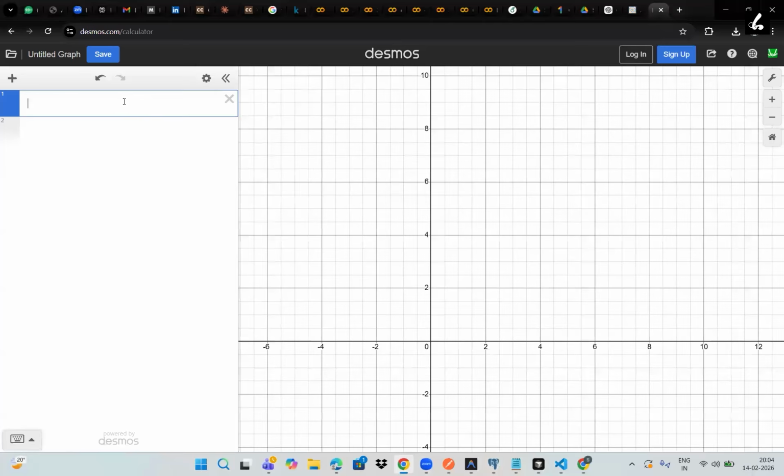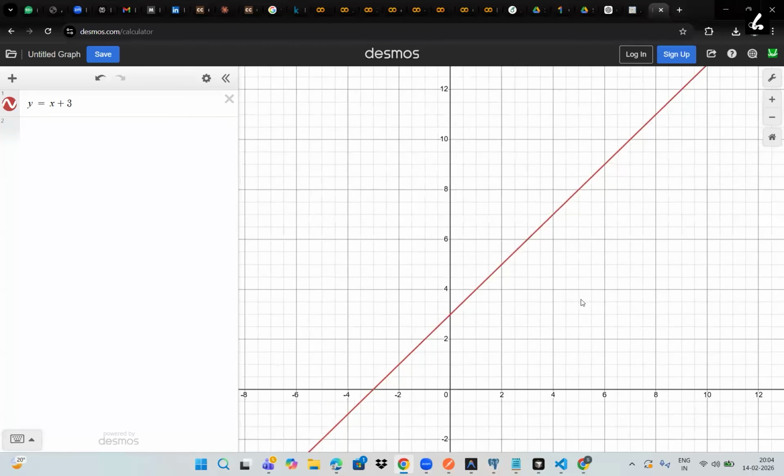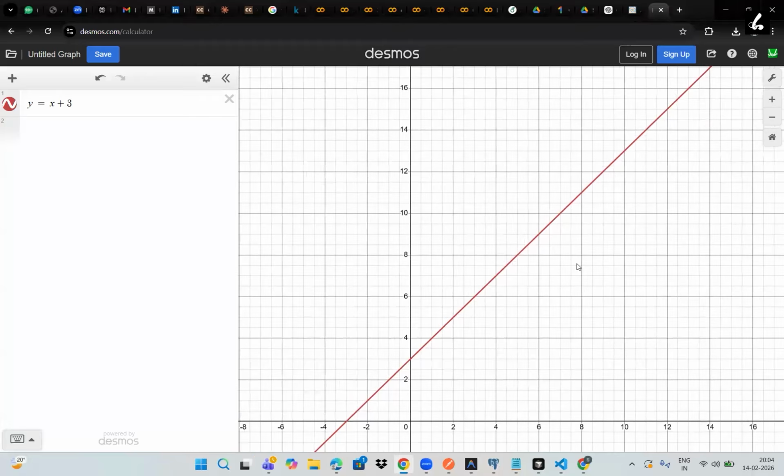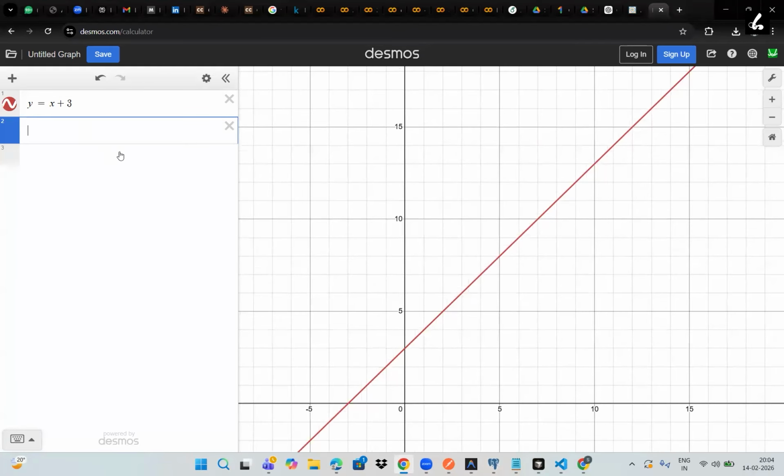Now let me help you understand this easily. y equals 4x plus 3. Let's take this example. This is a linear line, right? Suppose we have some data points.